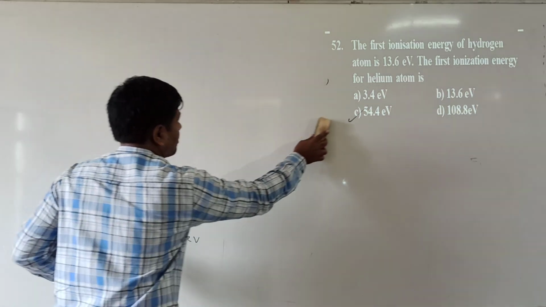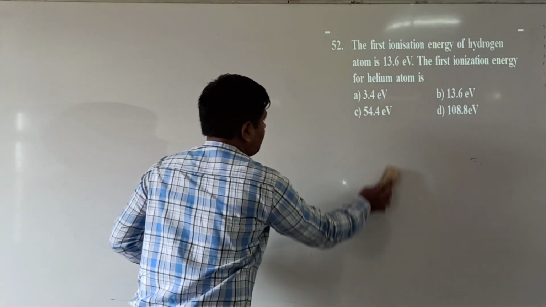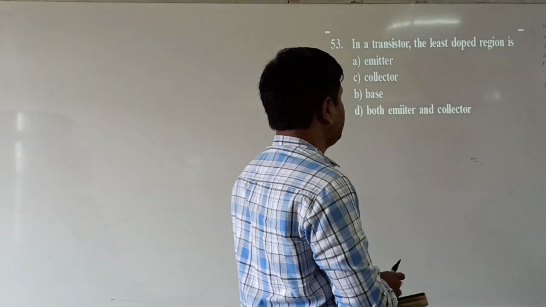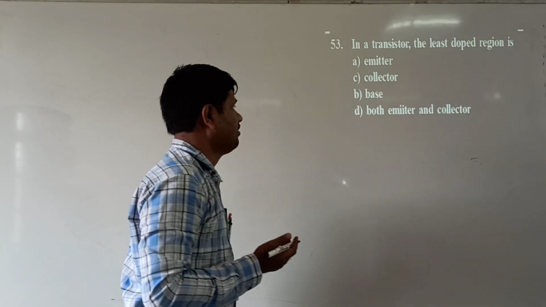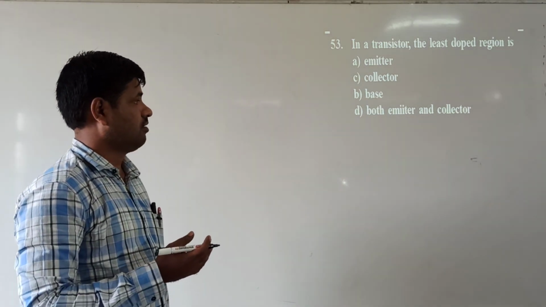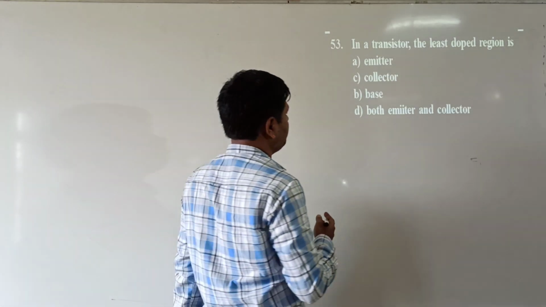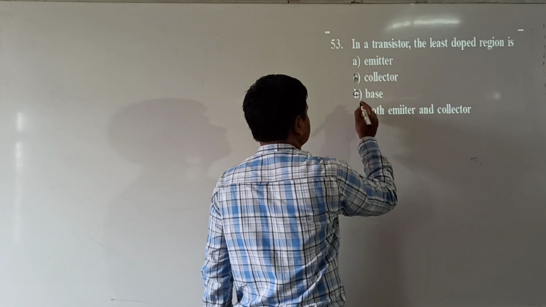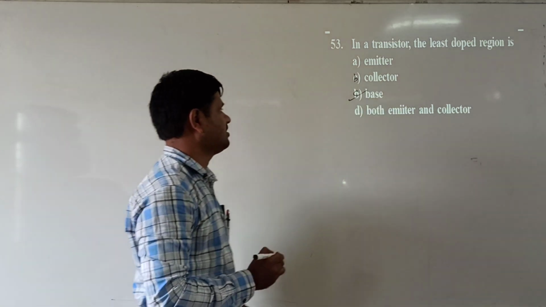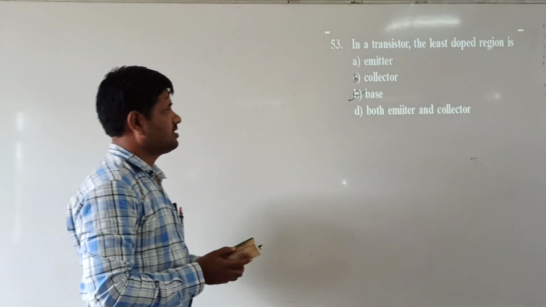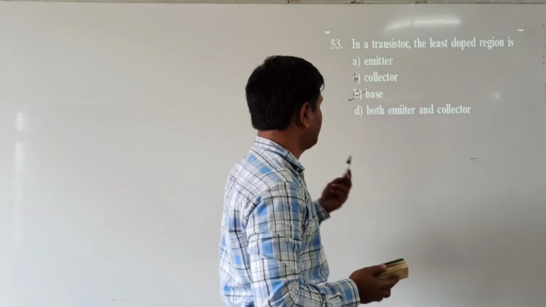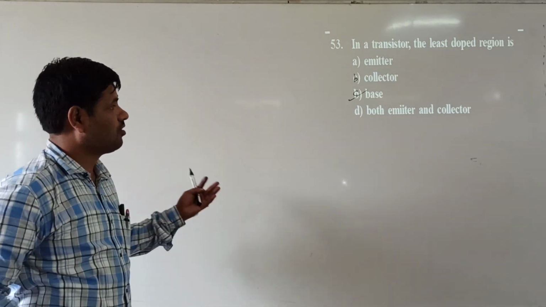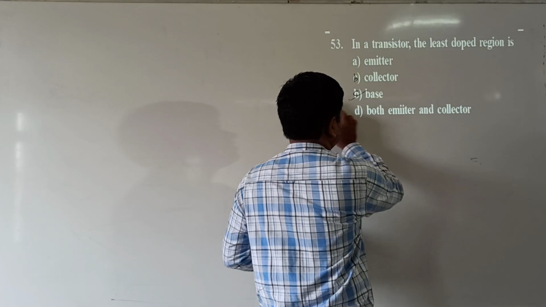Next, we go to question number 53. In a transistor, the least doped region is the base. The emitter is highly doped, the collector is moderately doped, and the base is slightly doped. So which option is correct here? C option is correct. Here the base is slightly doped, the emitter is highly doped, and the collector is moderately doped. So C option is correct.